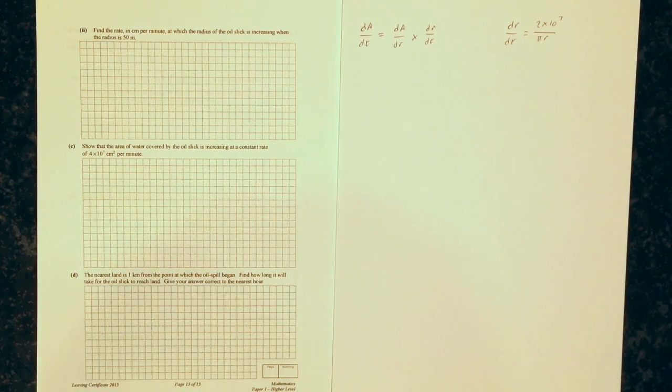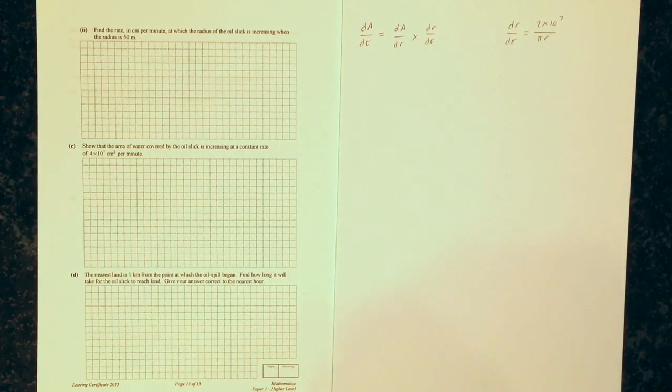To find dA/dr, we need some sort of way to relate how the area changes as the radius changes. And we know that the oil is spilling in a circular pattern from a central point. So we need a formula that relates the area of a circle to the radius.